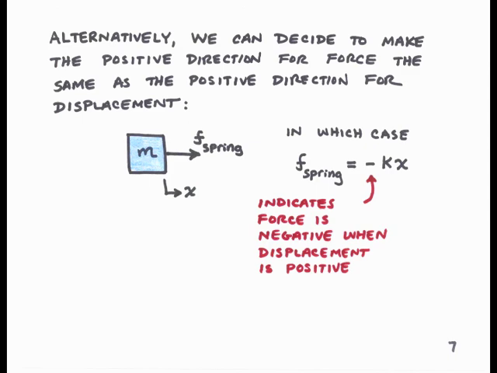We need the minus sign because when x was positive, that is the displacement of the mass was toward the right, we know that F spring would be pointing toward the left, which would be a negative value of F spring because the positive direction was toward the right using this free body diagram. So whether it's F spring equals kx or F spring equals minus kx, either one is correct as long as it's in agreement physically with the way we've drawn the arrow on the free body diagram.